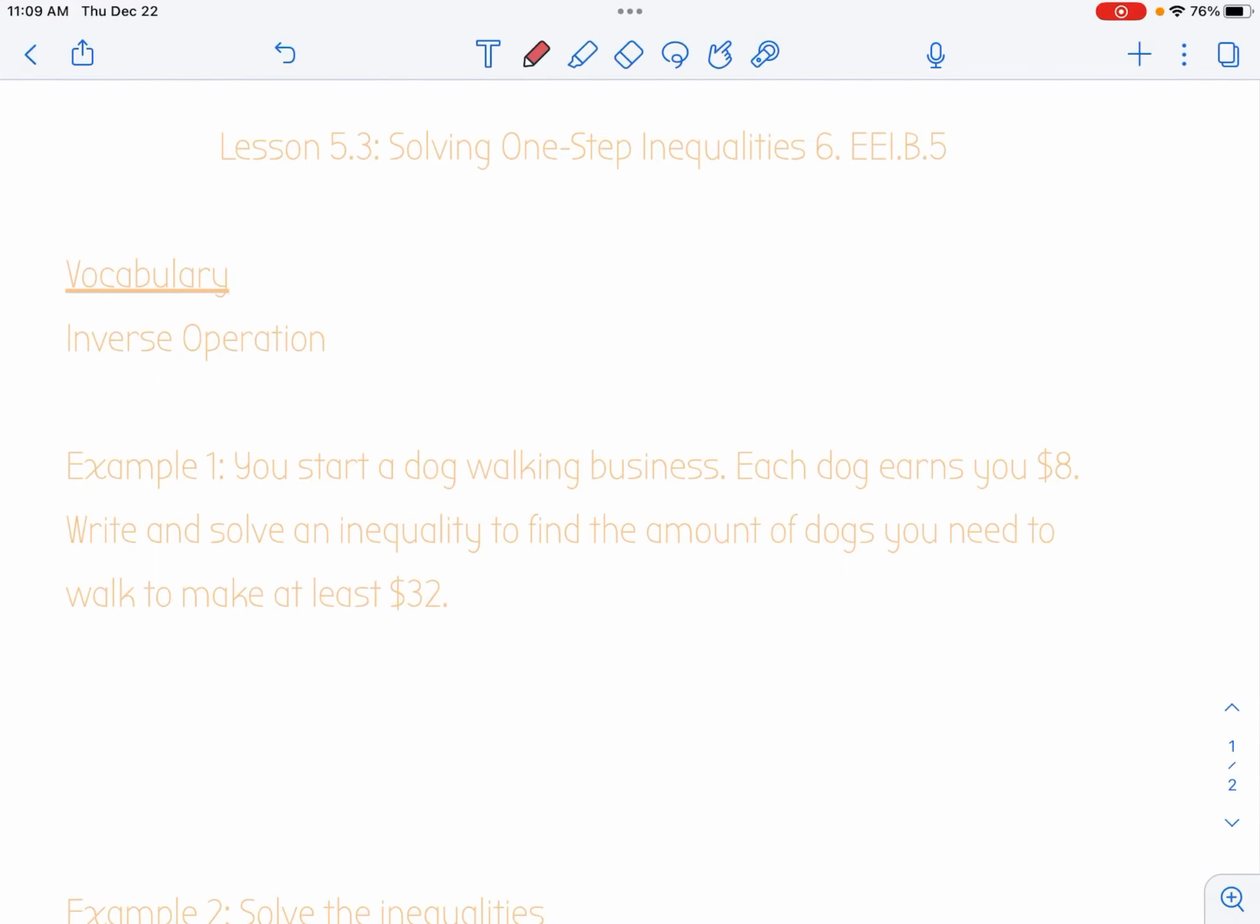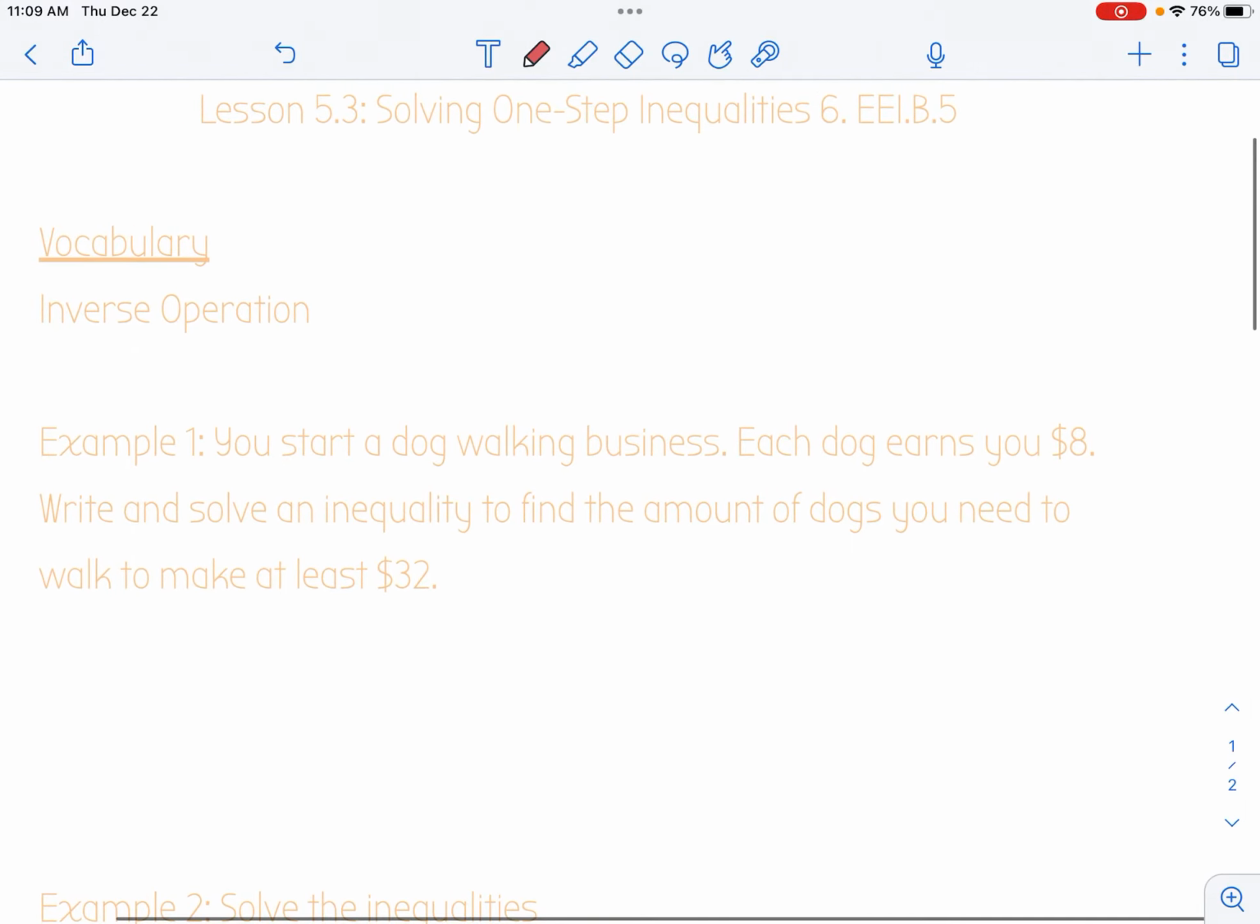In this video, we're going to talk about how to solve one-step inequalities. So we solve inequalities the same way that we solve equations. We use the inverse operation, which if we don't remember, just means the opposite operation.